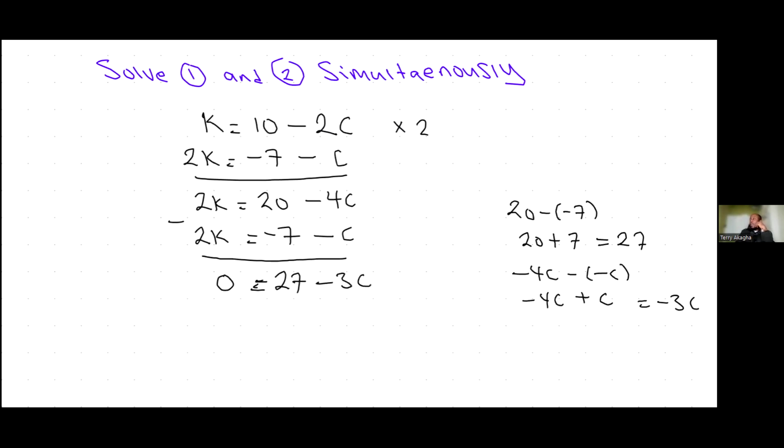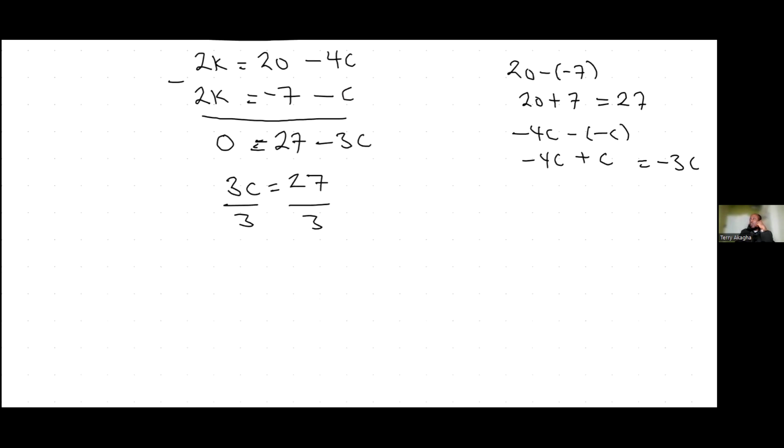So I'm going to take 3c to the other side, so it's going to give me 3c is equal to 27. So I'll divide both sides by 3. With this now, c is going to be equal to 9.